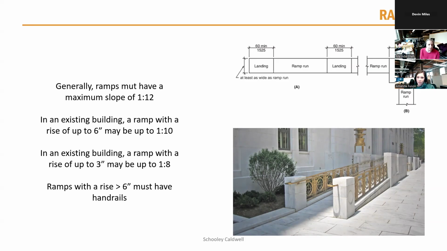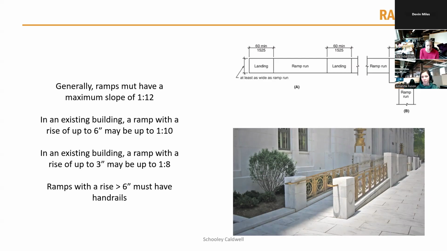Generally, if you need to add a ramp, it needs to have a maximum slope of 1 to 12. That means for every inch you go up, it has to go out 12 inches. So 1 foot, 1 inch up, 1 foot out. If it's an existing building, you can have a ramp with a rise of up to 6 inches with a slightly steeper slope of 1 to 10. Similarly, if you have an existing building with a ramp with a rise of up to 3 inches, you can make it even a little bit steeper, 1 to 8. The reason these vary, working with different groups, is the realization that if you don't have to go up as high, you may have the energy to go up a ramp that is slightly steeper. But if a ramp is much taller than 6 inches, it requires a fair amount of effort for someone to make it up it.